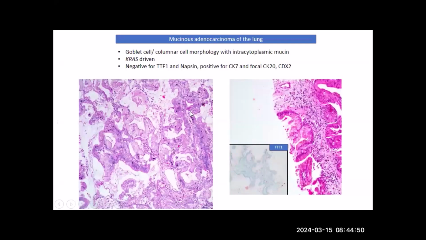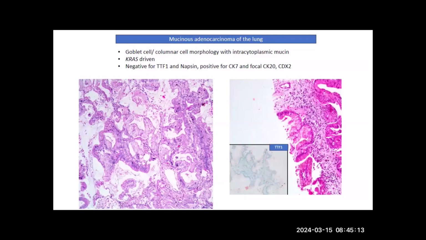So coming to some other subtypes, the other subtype is a mucinous adenocarcinoma of the lung, relatively rare. And these are columnar cells showing intra- and extracytoplasmic mucin. So these are KRAS driven. The important thing is these are negative for lung-specific markers.